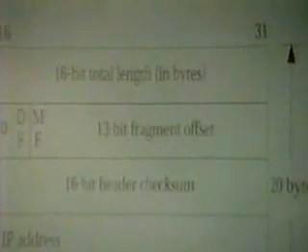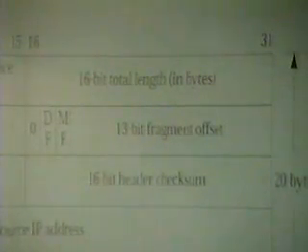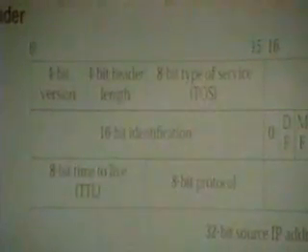The next item is the 16-bit total length in bytes. This is the actual datagram length. This is the length of the entire datagram, including the header. And the max size of this is 65,535 bytes. The next item is the 16-bit identification. This is the actual datagram identification. This uniquely identifies each datagram being sent by a host. You want to have your IP datagrams each having an individual identification, so once they're received by the host, the host knows how to handle that.